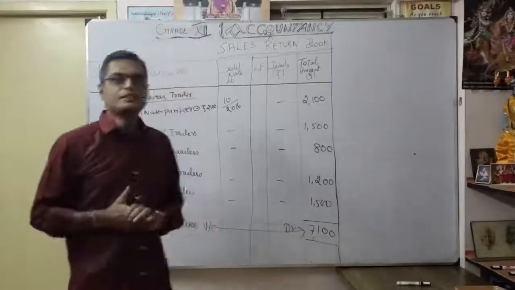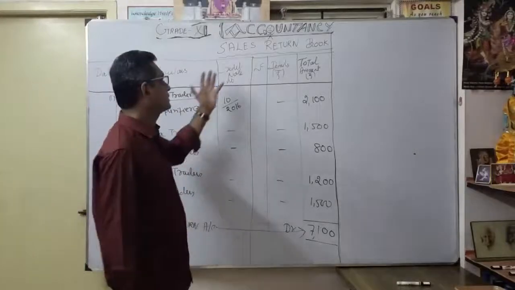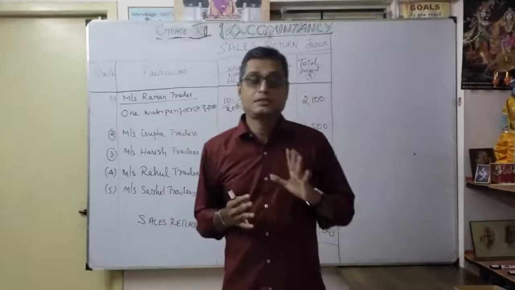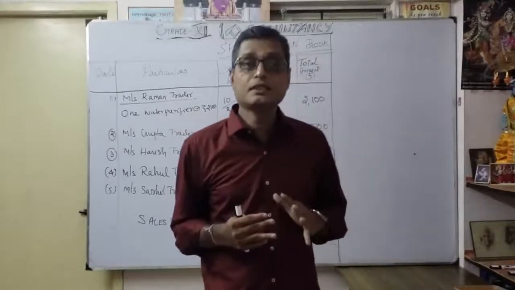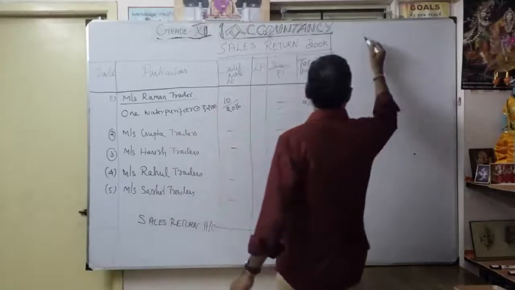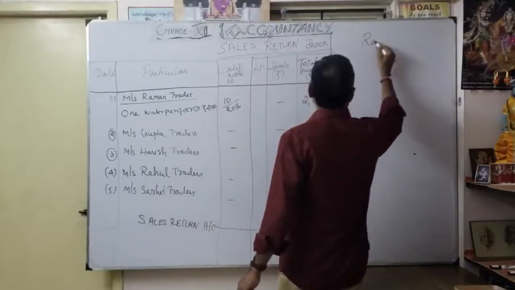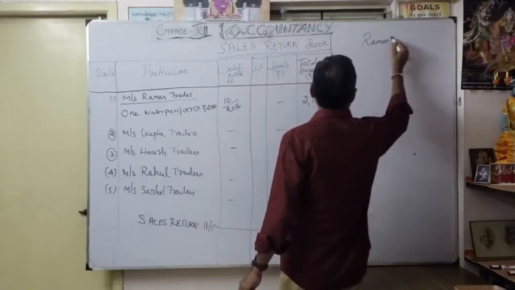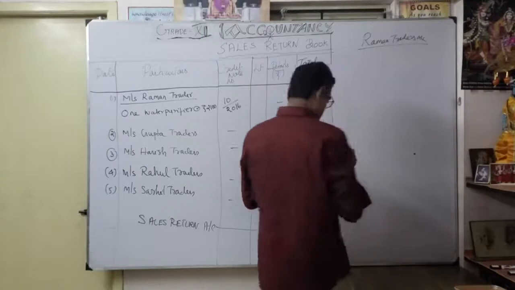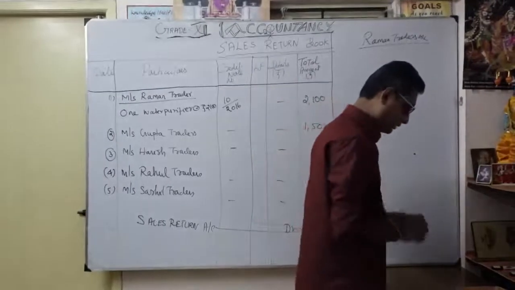Okay, so now after preparation of the sales return book, we are going to do what? Each party's ledger and the sales return account also. So you want to write what? First Raman Traders, that is the first one. Raman Traders account. You want to open a ledger, Raman Traders account.